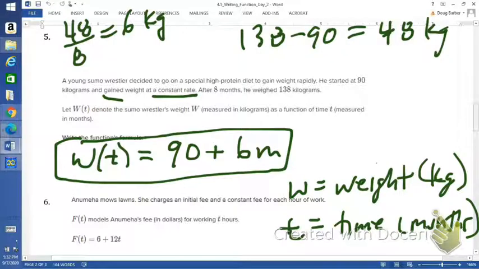Alright, and let me erase this M. It should be a T. And T represents the number of months. Now we're okay.